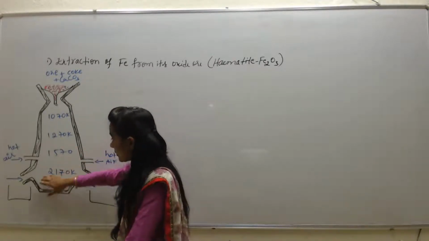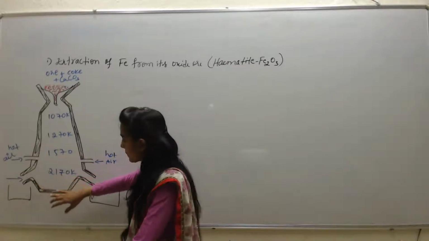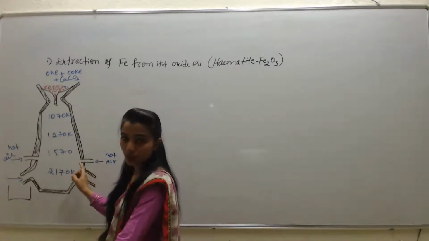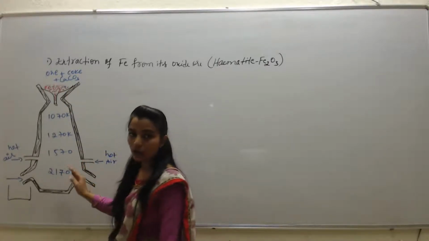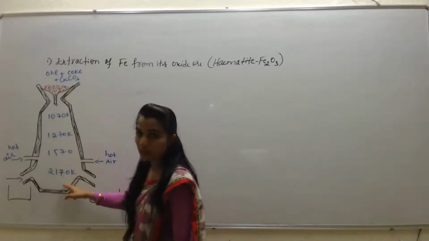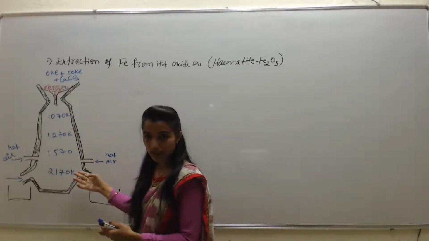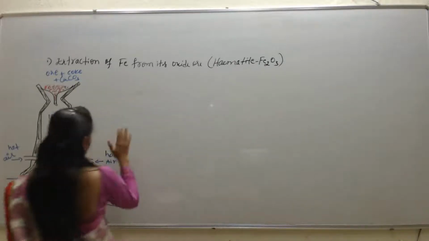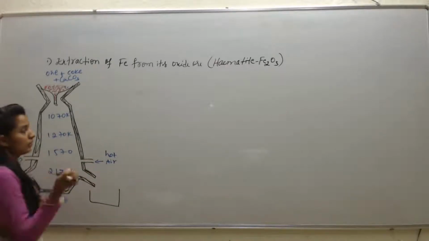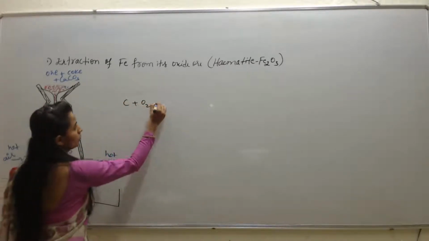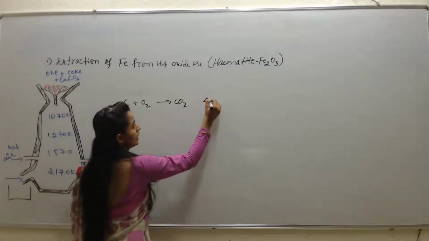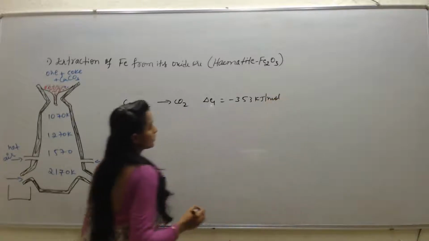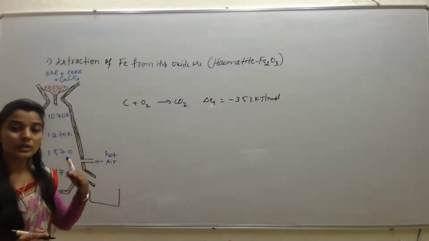Whatever coke is fed into this blast furnace, the coke burns in presence of air. In air, oxygen is present. So this coke is burned in presence of air and forms carbon dioxide. As I told you, students, first I write the typical reactions. C plus O2 gives CO2, with delta G value equal to minus 353 kilojoules per mole. So this is an exothermic reaction, which means it releases heat.